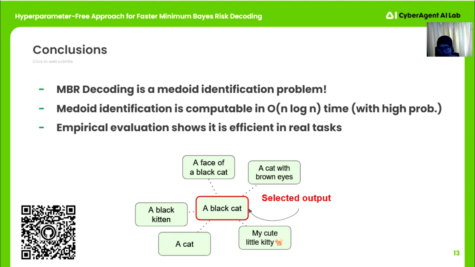To conclude, what we found is that MBR decoding is actually a medoid identification problem, and medoid identification is computable in n log n time with high probability. We also did empirical validation showing that it is efficient in real tasks.